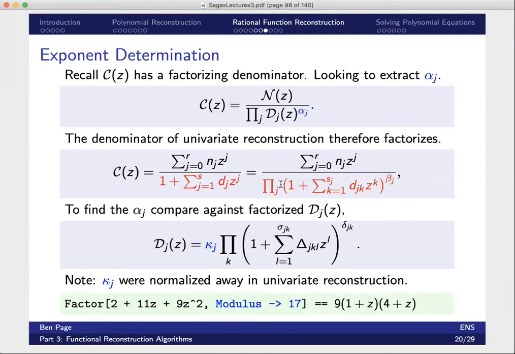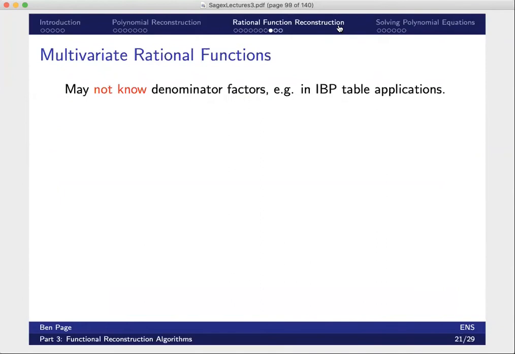Now there's been one implicit thing as we've been discussing: that we can actually factorize a polynomial over a finite field. And indeed, once we get to the final part, we'll see the rudiments of how this is achieved. Okay, so that was one application of our univariate rational function reconstruction, where we had an ansatz for the denominator factors. But we may not know these denominator factors before we start.